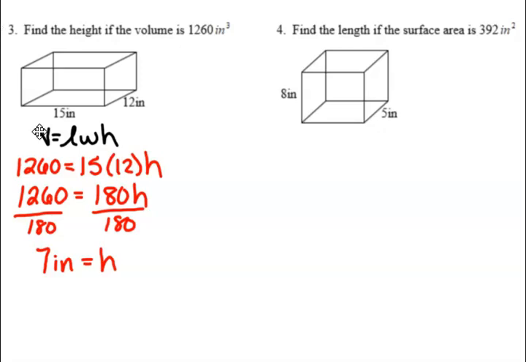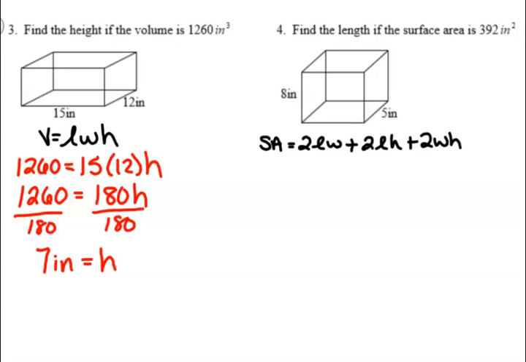Same idea if we look at number 4. Find the length if the surface area is 320 inches squared. Notice that on my picture, they gave me the width and the height, but the length is what's missing. So surface area formula, 2 times length times width, 2 times length times height, 2 times width times height. Remember, you don't have to write out the formula. You can fill in the numbers as you go, but if it helps, write it out, and now I'm going to put in what we have.